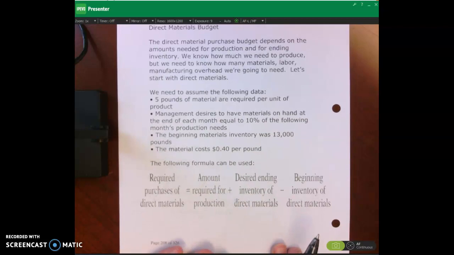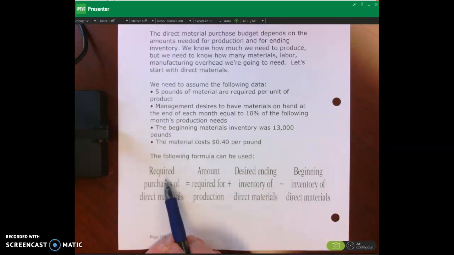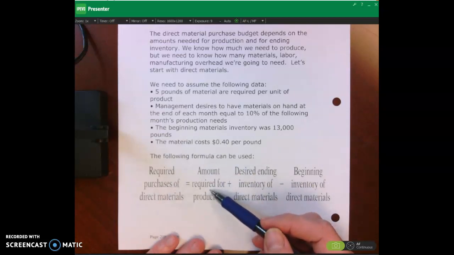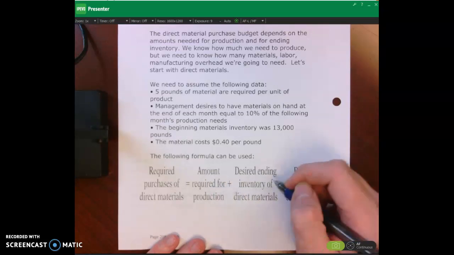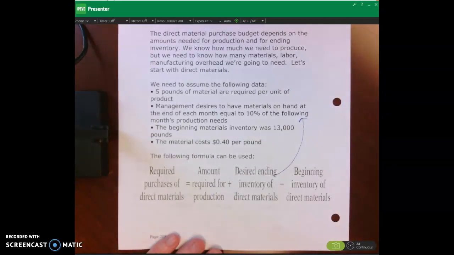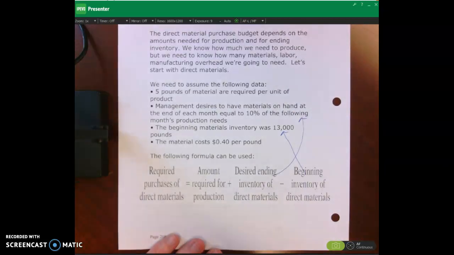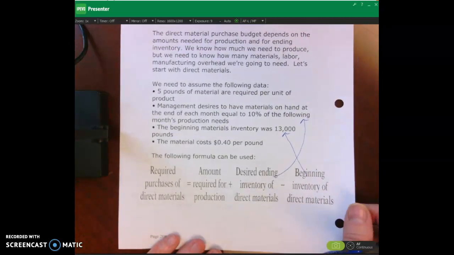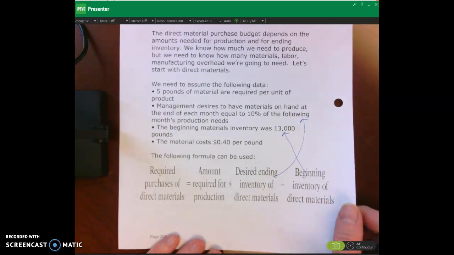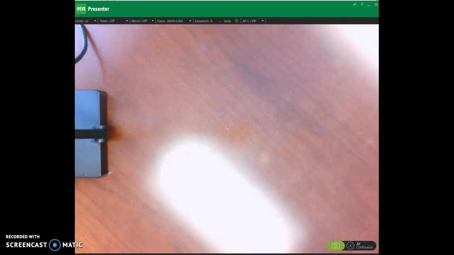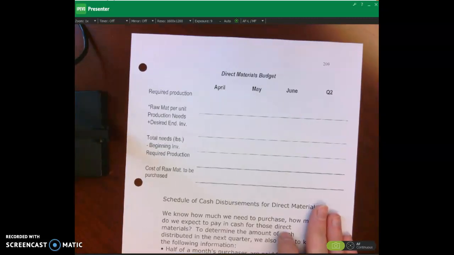And similar to what we talked about with the production budget, our required purchases of materials is going to be equal to the amount that we have to have for production, which is from the production budget, plus any desired ending materials inventory, minus any beginning inventory. Okay, so that is our formula that guides our decision for our direct materials budget. So let's take a look on the next page at completing our direct materials budget right over here.